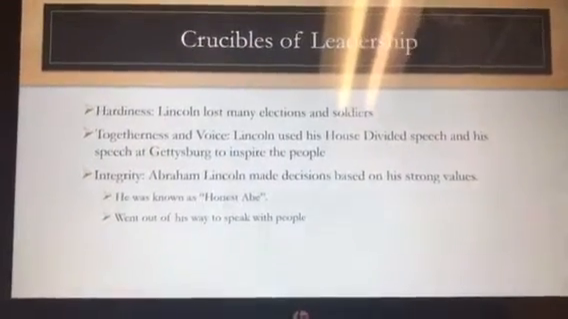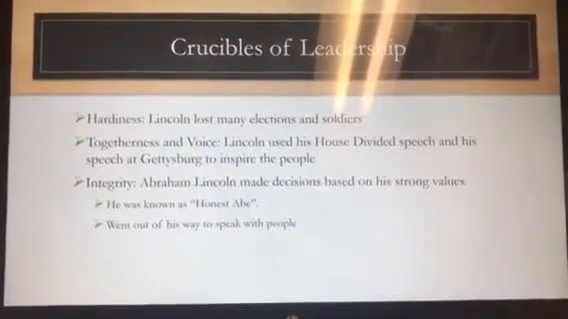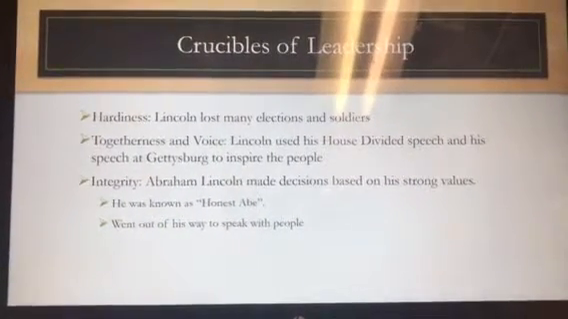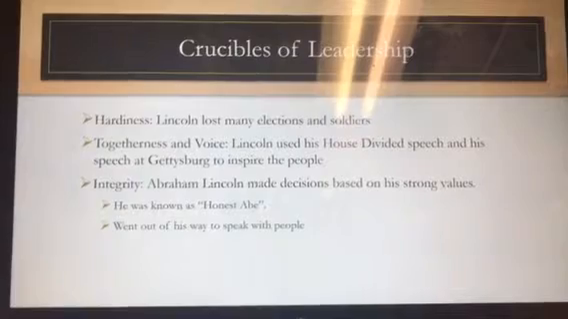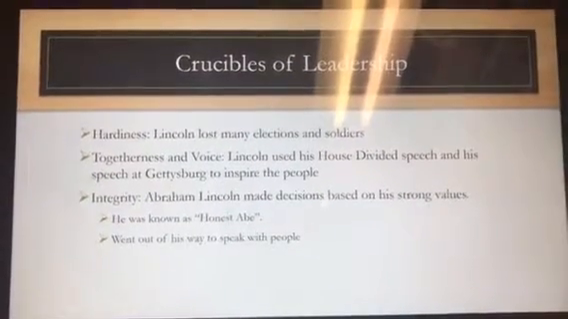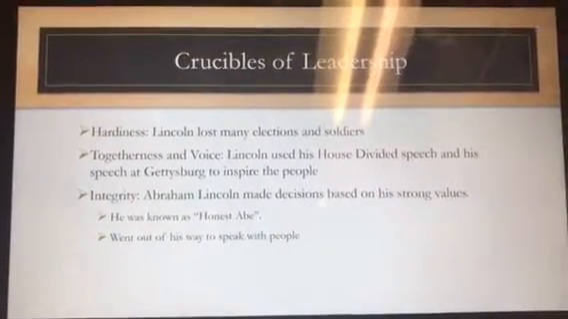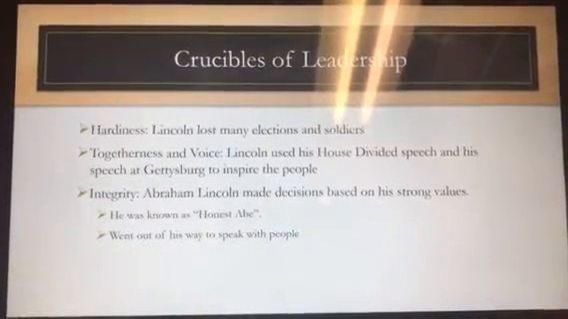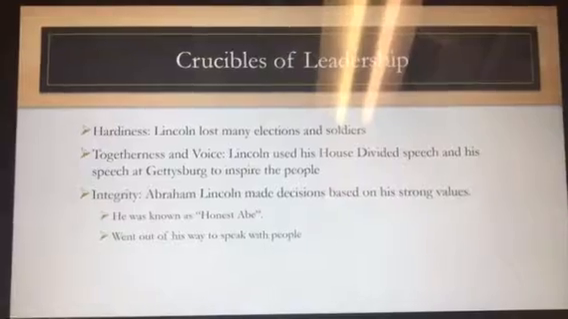Crucibles of leadership. Hardiness. Lincoln lost many elections and soldiers. He didn't give up after losing his first elections. He was finally elected president in 1860. And even after the thousands of deaths from the soldiers, he knew the goal could not be stopped. But this took a toll on him and the soldiers.